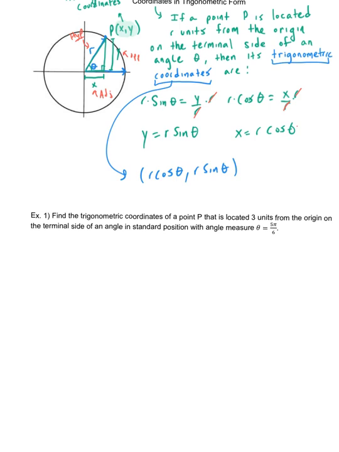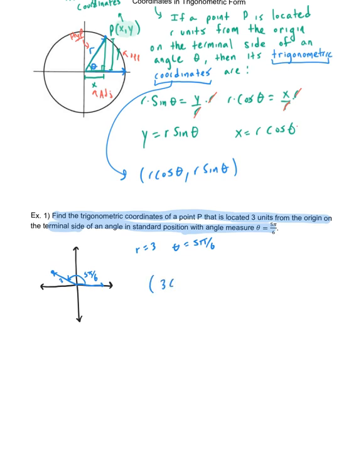This first example is asking us to find the trig coordinates of a point P that is located 3 units from the origin on the terminal side of an angle in standard position with angle measure 5 pi over 6. I'm going to do a quick sketch of what we're looking at here. We're asked to find the trigonometric coordinates, so we know that r in this case is going to be 3. Theta is equal to 5 pi over 6, which means our trig coordinates are going to be 3 cosine of 5 pi over 6, 3 sine 5 pi over 6.